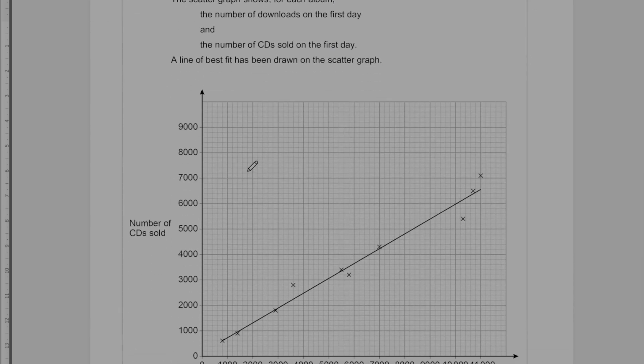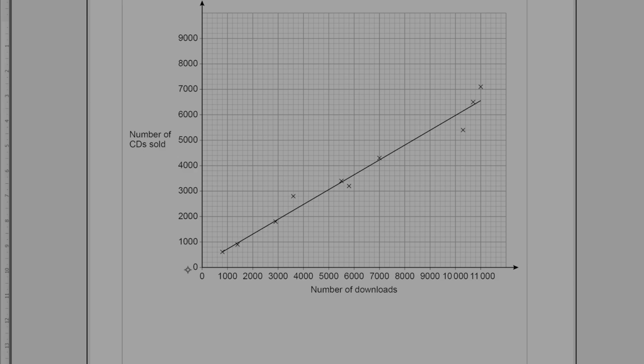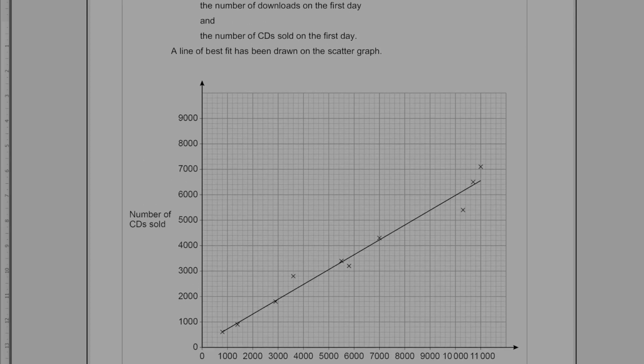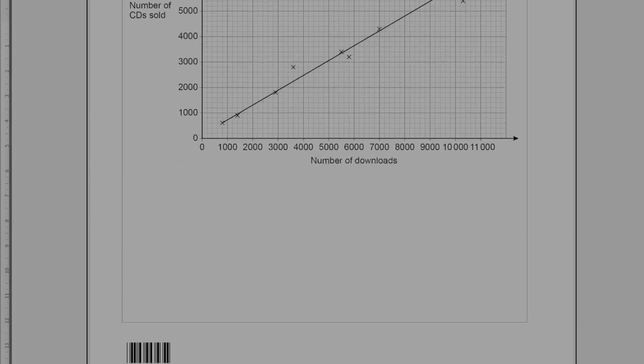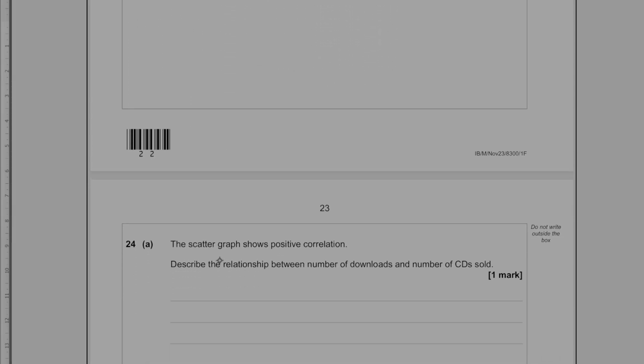Okay, question 24. A music company releases 10 albums. The scatter graph shows for each album the number of downloads on the first day and the number of CDs sold on the first day. A line of best fit has been drawn for the scatter graph. The scatter graph shows positive correlation. Describe the relationship between the number of downloads and the number of CDs sold.